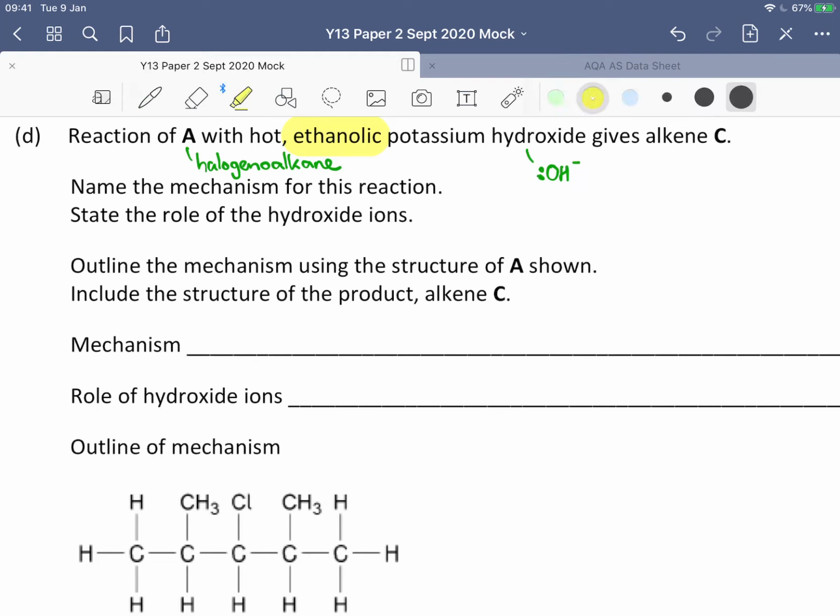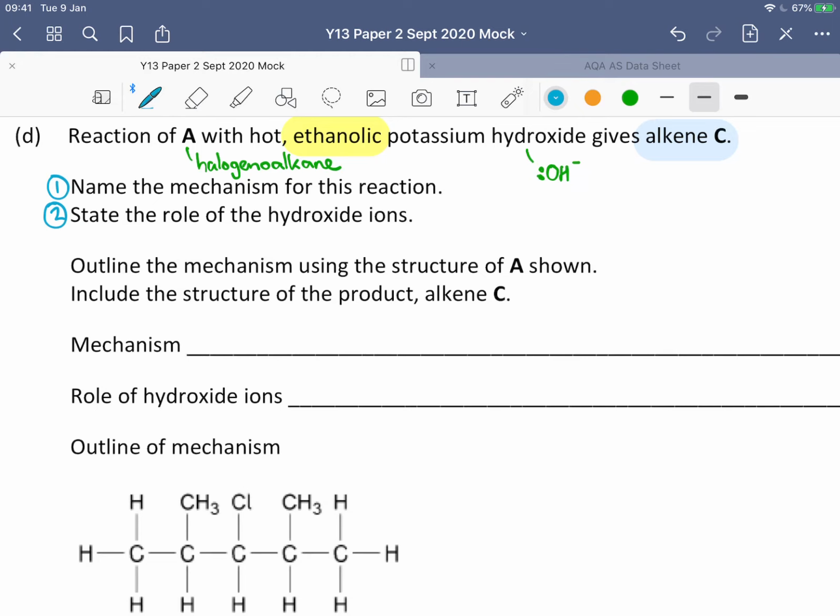Now this time, what we're producing is not an alcohol, but an alkene, all right? So it's a different mechanism. Let's go through what we've got to do. We've got to name the mechanism. We've got to state the role of the hydroxide ions. So we're getting a different product, but it's still hydroxide that's involved. So it must be acting differently than in the previous reaction, the one we've just drawn a mechanism for. So it can't be acting as a nucleophile.